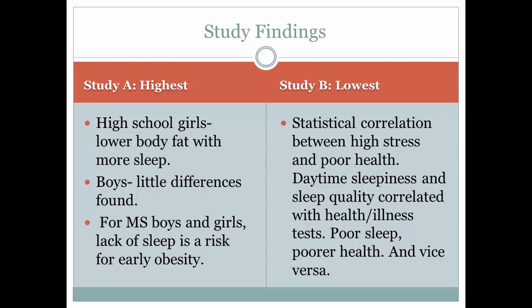Study B's findings showed statistical correlation between high stress and poor health. Daytime sleepiness and sleep quality correlated with health illness tests. Poor sleep, poorer health, and vice versa.